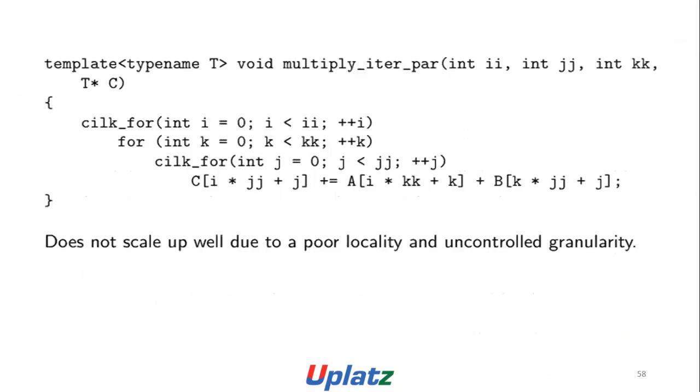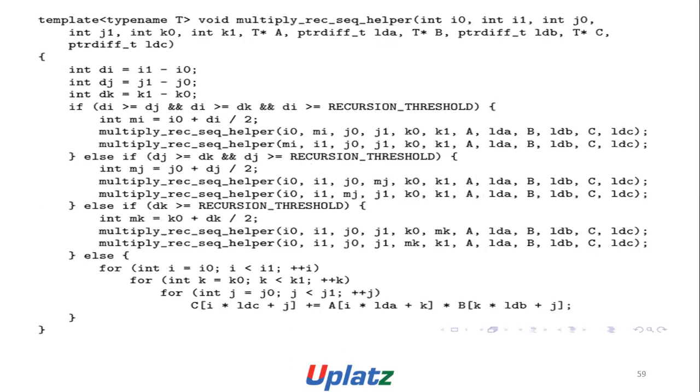template type T, void multiply iter parallel, int ii, int jj, int kk, T star C, T star A, T star B. cilk_for int i is equal to 0, i less than ii, plus plus i, for int k is equal to 0, k less than kk, plus plus k, cilk_for int j is equal to 0, j less than jj, plus plus j, C of i star jj plus j plus equal to A of i star kk plus k times B of k star jj plus j. This does not scale up well due to poor locality and uncontrolled granularity.